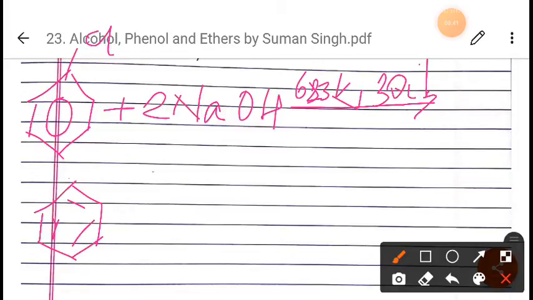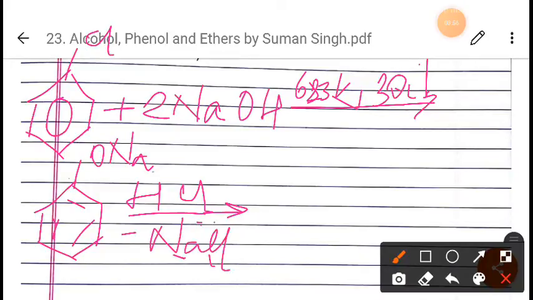sodium phenoxide, ONa. Now this sodium phenoxide is further treated with HCl, and NaCl will come out from here. So it will give what? It will give phenol, OH. I hope you have understood this, right? How to prepare phenol from chlorobenzene, right?